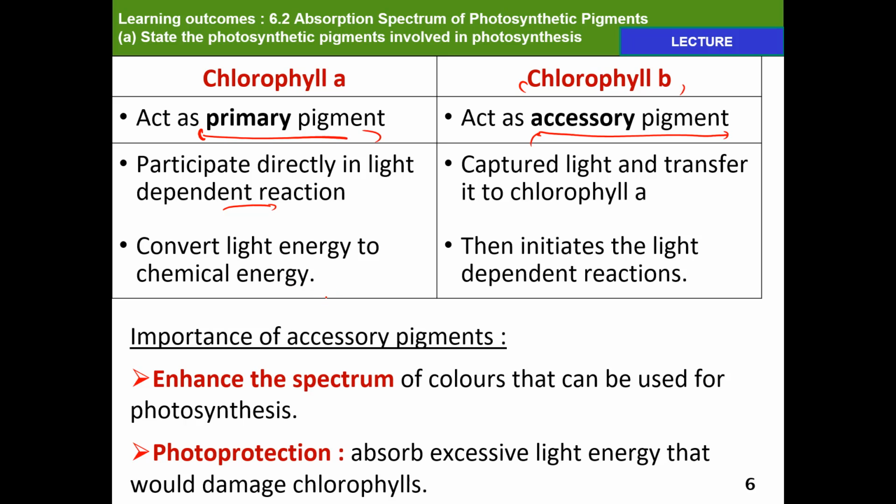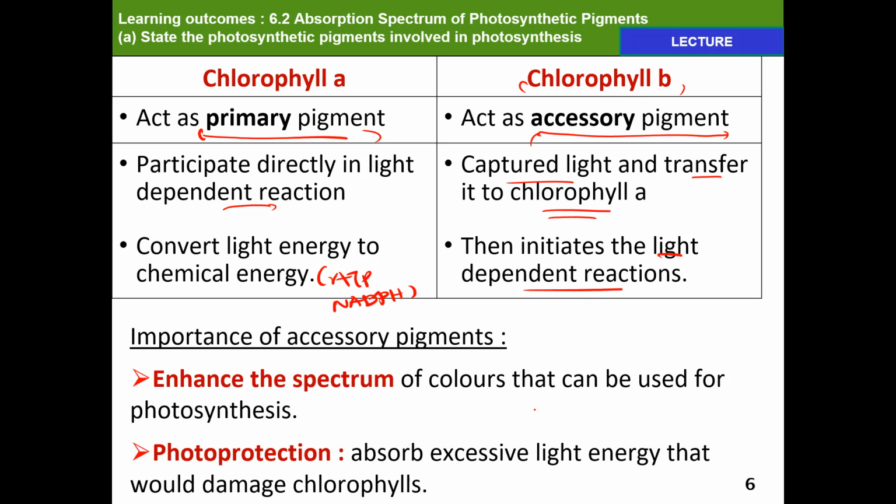The primary pigment functions directly in the conversion of light energy from sunlight to chemical energy in the form of ATP and NADPH. The accessory pigment functions to capture light and transfer it to chlorophyll a, the primary pigment, which then initiates the light dependent reaction.